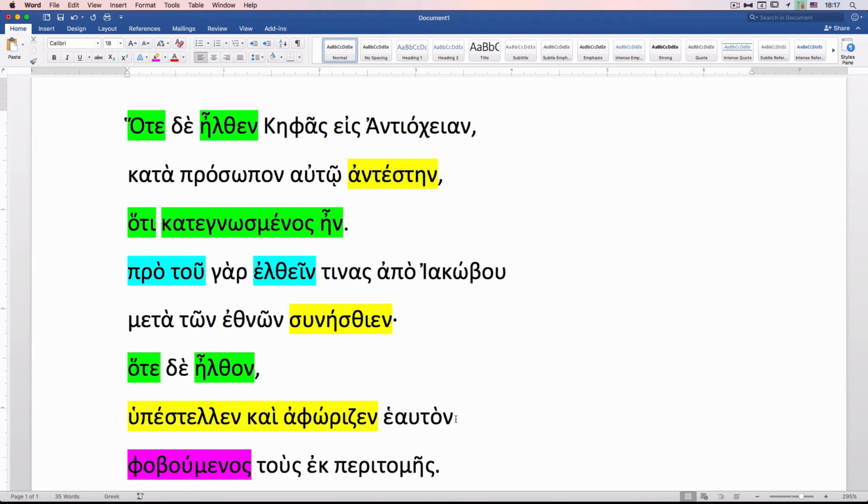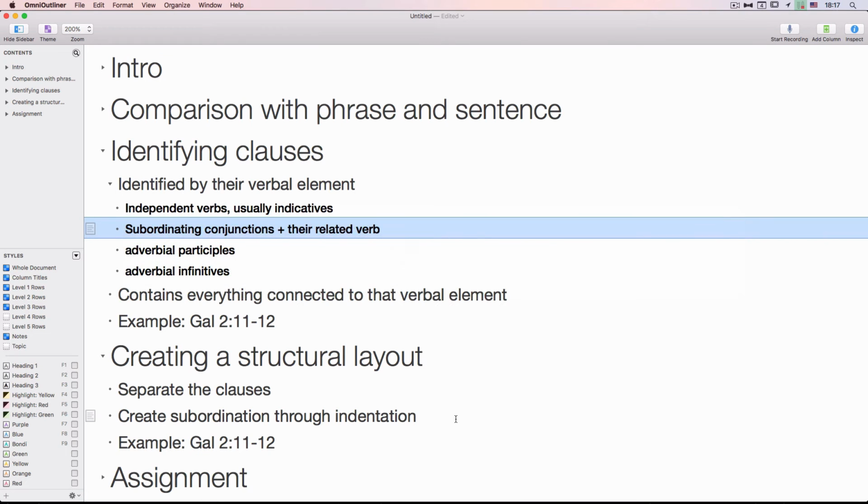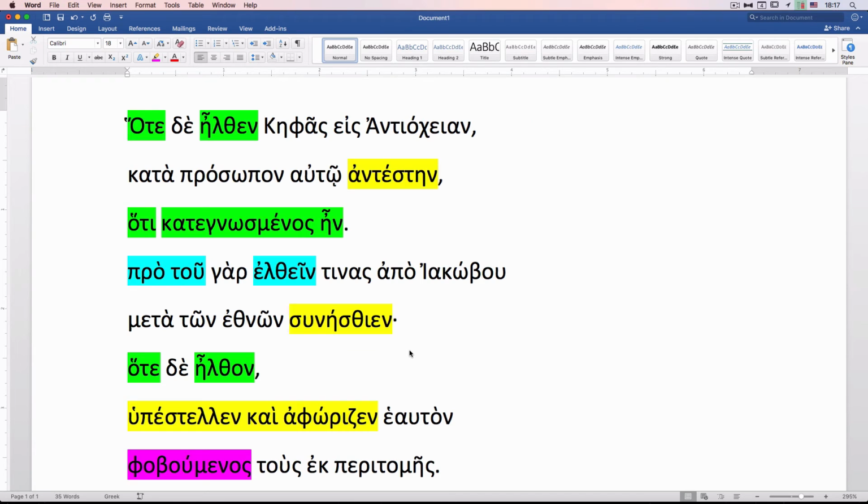So here you'll notice that we've got our initial breakdown of the clauses finished. Notice that we have one clause for every verbal element that we have identified. We identified, it looks like, 1, 2, 3, 4, 5, 6, 7, 8 different verbal elements, and we've got 8 different clauses that we're going to work with. Now, the next thing that we would do is create subordination through indentation. What that means is that in this particular model, we put independent clauses all the way to the left, and then we show dependence by indenting relative to that main clause.